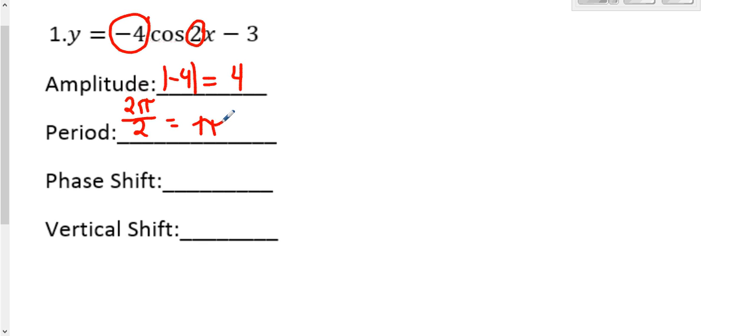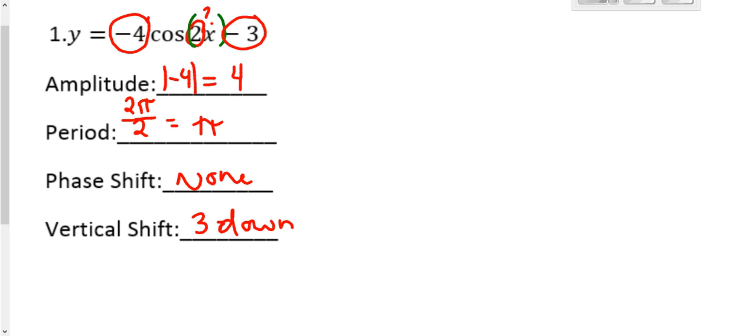Next we have phase shift. Phase shift is whatever is in parentheses with x. We do not have a number like plus or minus anything right after that x inside parentheses, which means we have no phase shift. It's okay to not have something. Vertical shift we do have because this -3 on the end is not in parentheses, so that makes it a vertical shift. So it's either moving up or down. It's going to move 3 units, and it's going to move down because it's negative.